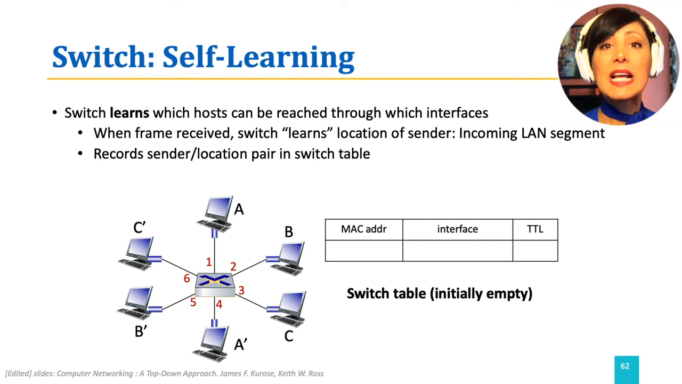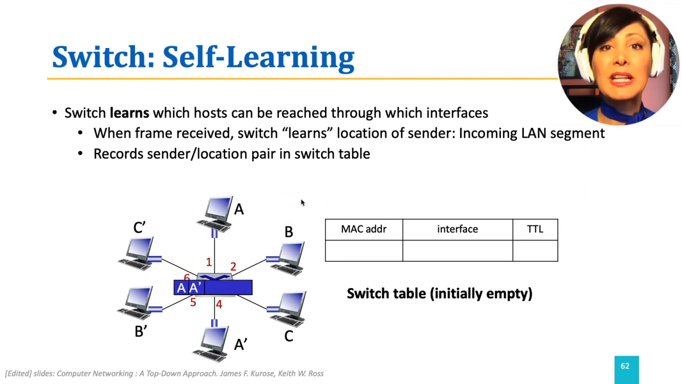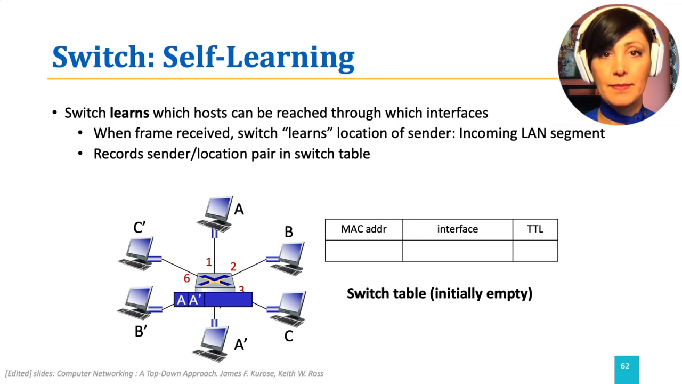The switch table is initially empty. When a frame is received, the switch learns the location of the sender from the incoming frame. It records the learned sender and the location in its switch table. The record remains in the table until the entry ages out. For example, if a frame is received from input port 1 from node A that is destined for node A prime, MAC address A will be learned for interface 1 based on the source address of the frame. This entry is then added to the switch table.